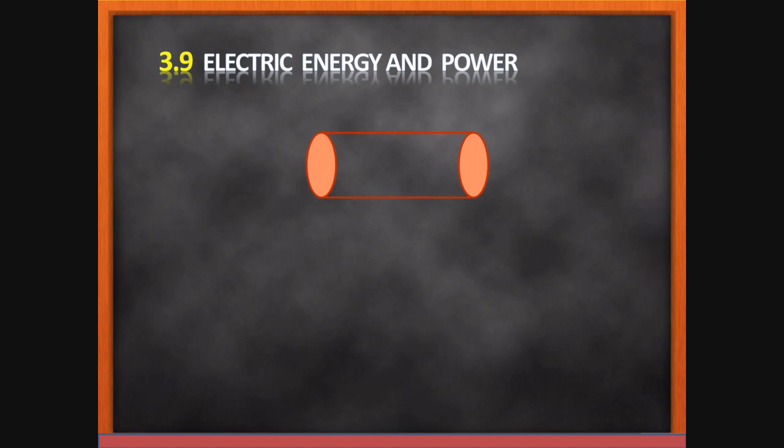So first, if we consider a conductor of length L, cross-sectional area A, if we apply a battery across the conductor, so there is an electric field and electrons will start moving towards the positive terminal of the battery. Let I be the current in a circuit.